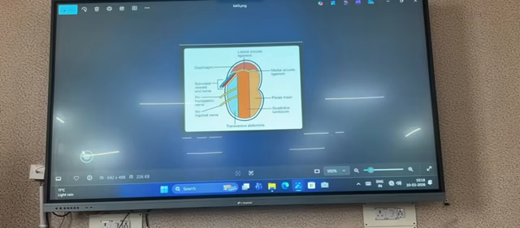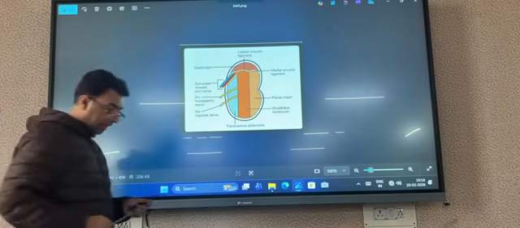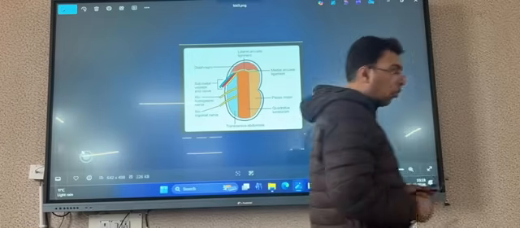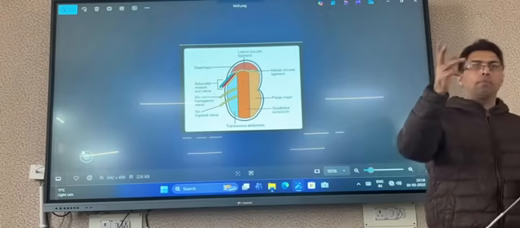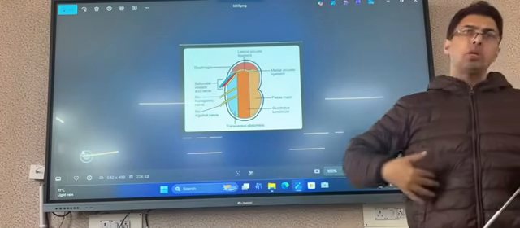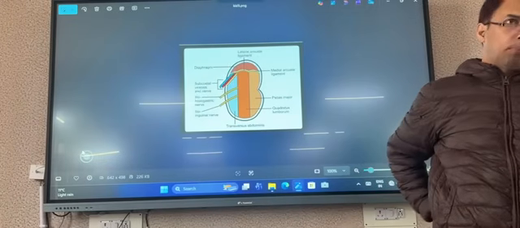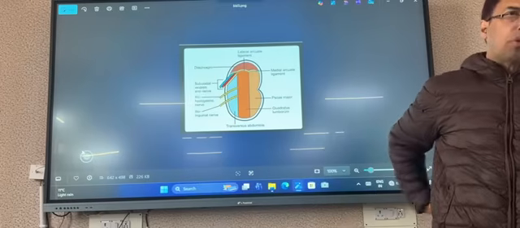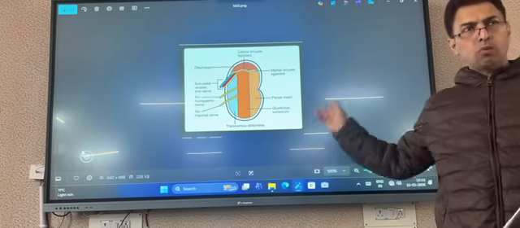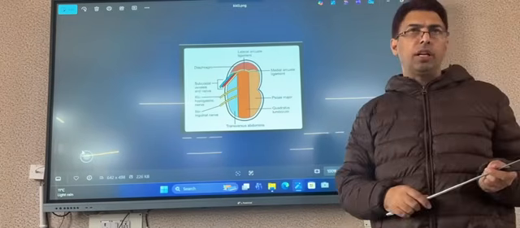Now, the posterior relations of the kidney are very, very important. Why? Because there are two approaches to the kidney. One is the anterior approach. Some surgeons approach the kidney anteriorly, and some approach through the posterior, from the back. But most surgeons prefer the back. That is why the posterior relations of the kidney are important.